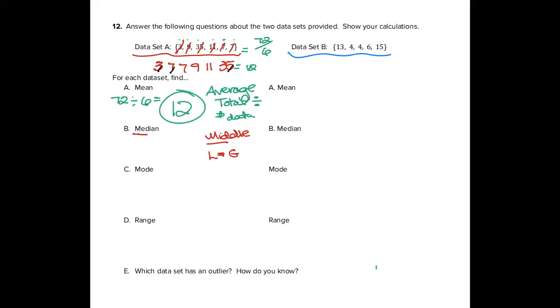Okay? And then I just cross them out from the ends. Outside, outside, outside, outside. Oh, I have 2 middle numbers. When you have 2 middle numbers, you need to add them together and divide by 2. 7 plus 9 is 16. Divided by 2 is 8.